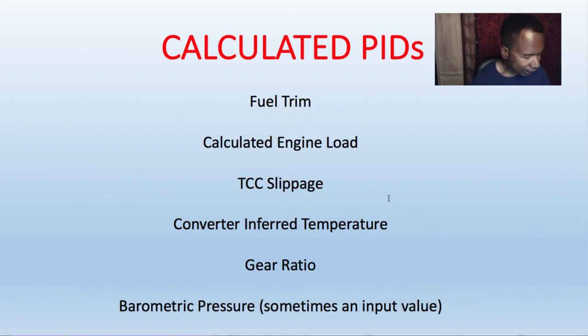Calculated PIDs, that's another one. We have fuel trim, calculated engine load, torque converter clutch slippage, converter inferred temperature, gear ratio, and barometric pressure. All these are the main inputs and outputs of your scan tool. A scan tool should be able to do this for you.